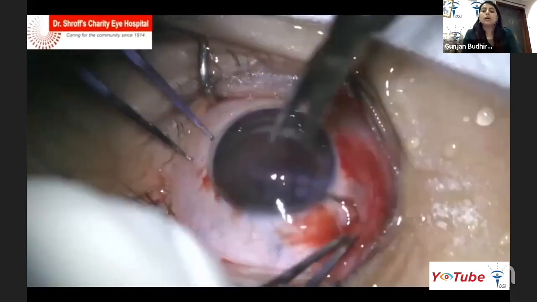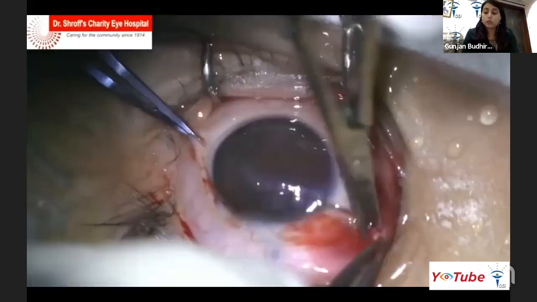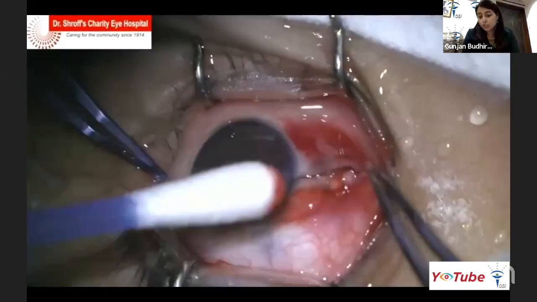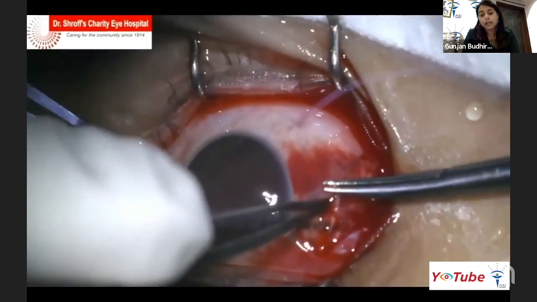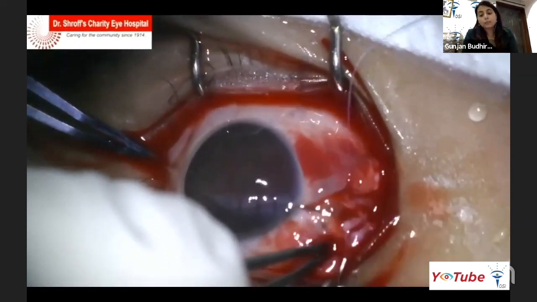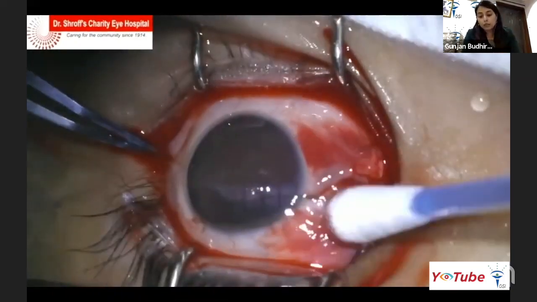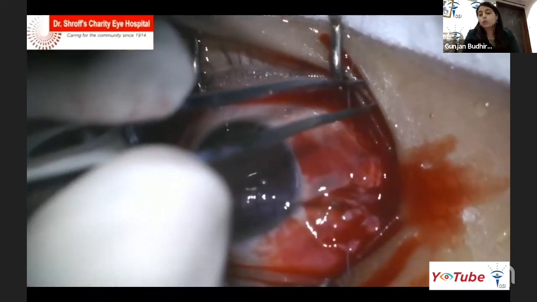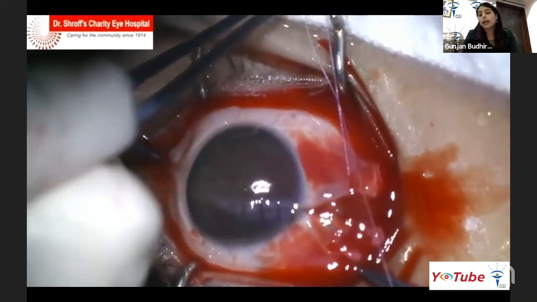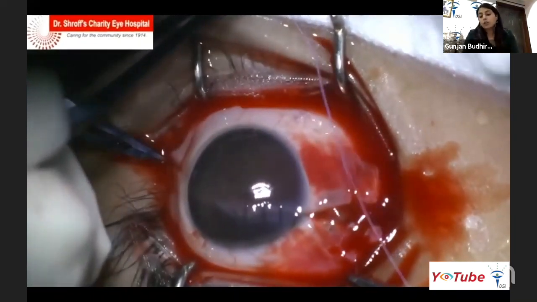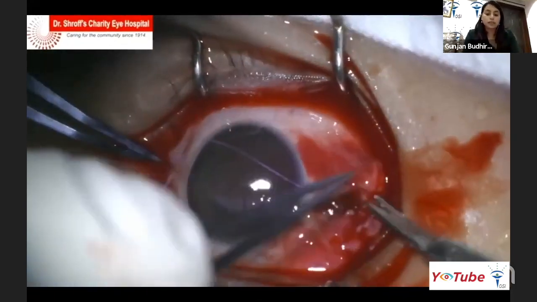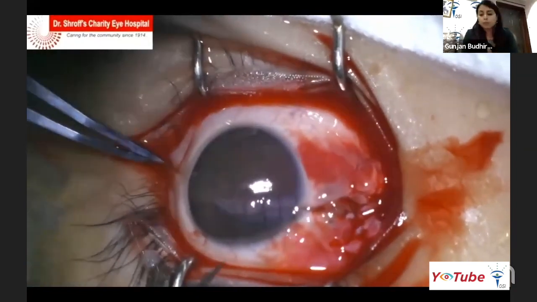Now we are going ahead with the globe exploration so as to look for any hidden scleral tear, because in such cases there is a lot of possibility that we can miss the scleral tears. Now we can see that there's a lot of necrosis around the conjunctiva and the scleral area. So we have to be very sure that we are actually opposing the sclera with the help of the Vicryl sutures, because the tissue above is also macerated and necrosed.